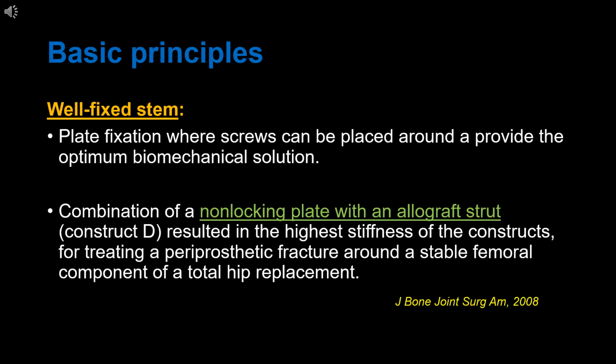These basic principles hold for fractures around humeral stems in shoulder arthroplasty and for periprosthetic fractures around the femoral stems in total hip arthroplasty. With periprosthetic femoral fractures, plate fixation where screws can be placed around a well-fixed stem provides the optimum biomechanical solution. A combination of a non-locking plate with an allograft strut resulted in the highest stiffness of the constructs examined for treating a periprosthetic fracture around a stable femoral component of a total hip replacement.